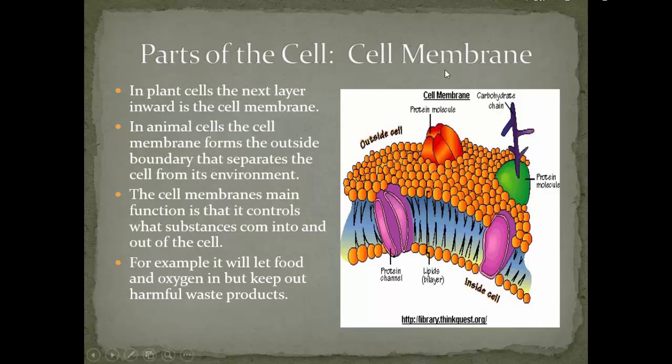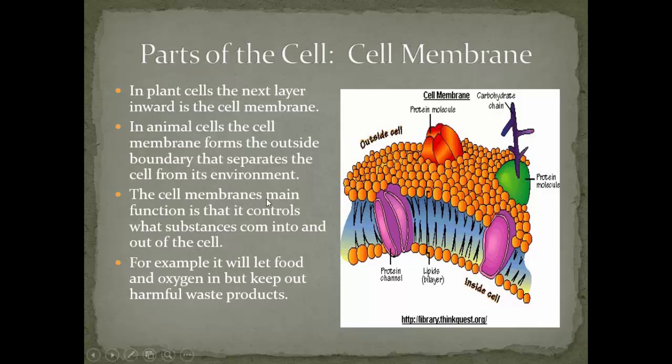The next is cell membrane. In plant cells, the next layer inward is the cell membrane. So you have the cell wall, then the cell membrane inside. But in animal cells, we only have the cell membrane. Our cell membrane is what's called a phospholipid bilayer. Here are the lipids on the outside. We have what's called the hydrophilic heads and hydrophobic tails.